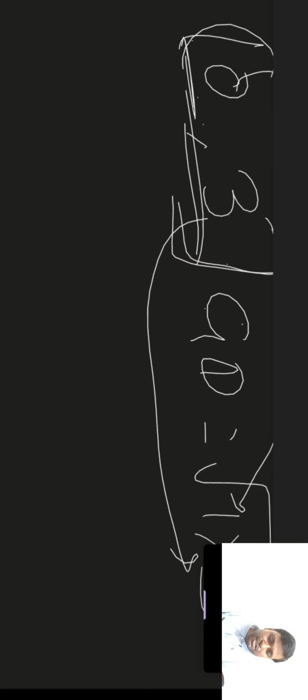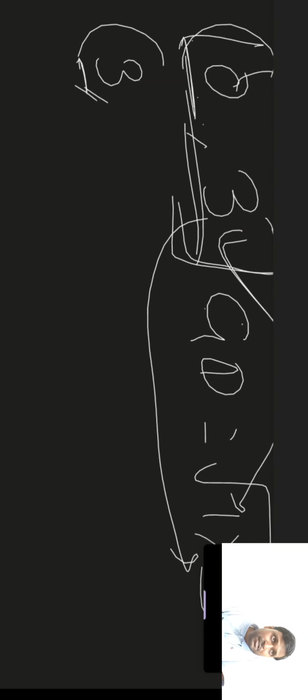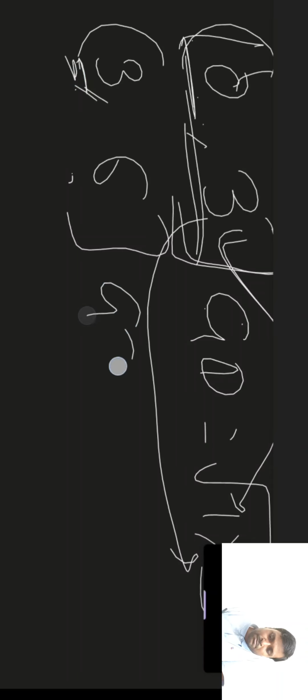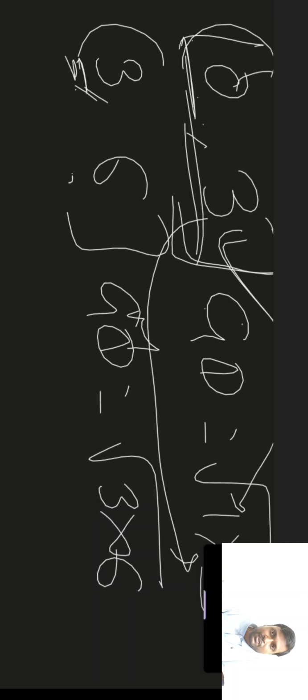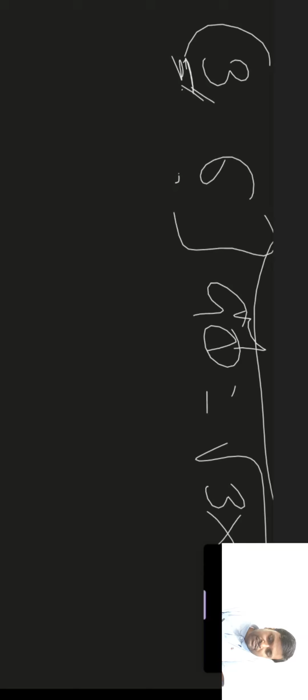For a shaft whose basic diameter is greater than 3, it should not be 3. If it's 3, it will be in the previous range. If it's greater than 3, come to the next range: greater than 3 but up to 6. Include 6, exclude 3. Then the geometric mean diameter GMD in that case will be root of 3 into 6. Other ranges are 6 to 10, then 10 to 18. This is an open bracket and this is a closed bracket.